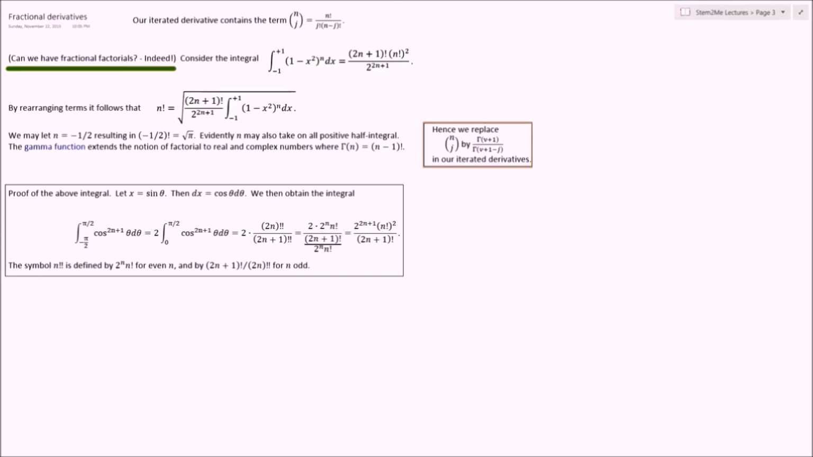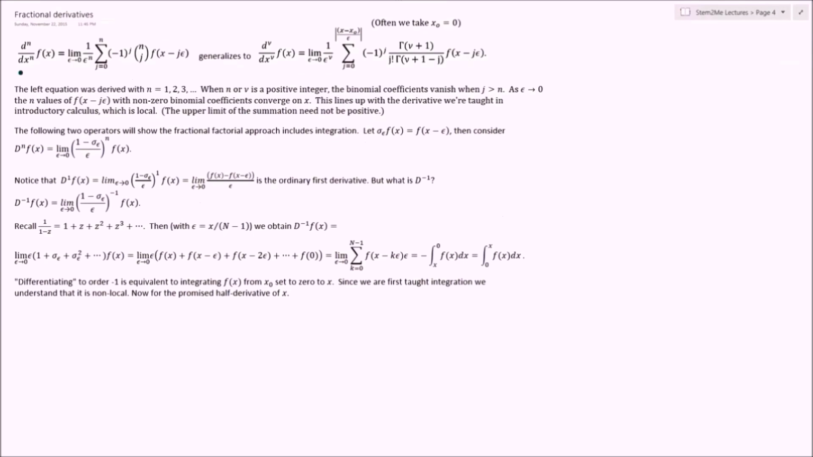In fact, we can have any negative fraction that we wish. The function that allows us to do this is the gamma function, and its connection to the factorial is this. So with the gamma function, n can take on fractional values that are positive or negative. So it turns out that the iteration process that we began with that led us to this formula generalizes to this formula with the use of gamma functions.